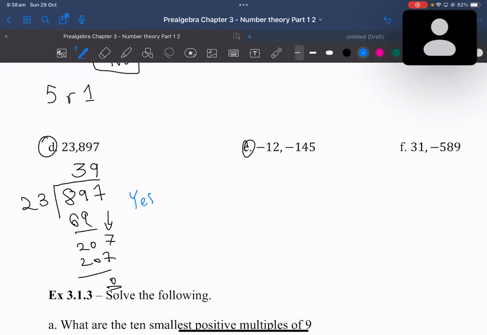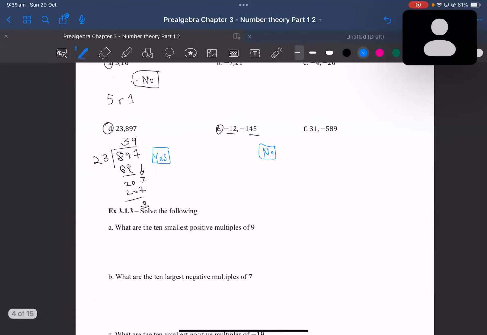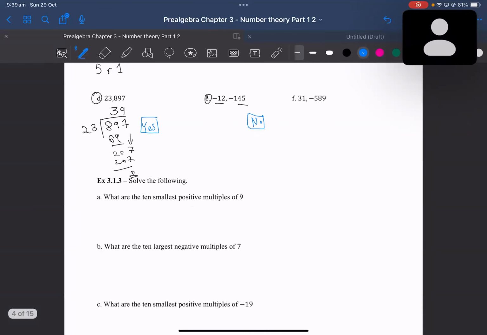This is a multiple. And if you go to E, 12 times 12 is 144, remainder 1. We can also see this is even, this is odd. Clearly it can't be a multiple, right? But it is important that you still be able to do the remainder as well, because later on that idea is really useful. Remainder is 1.